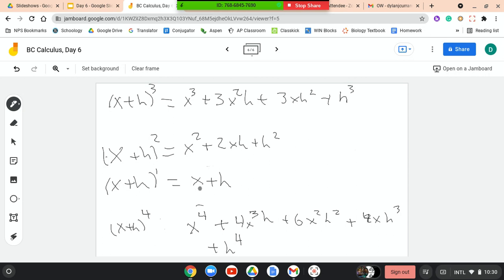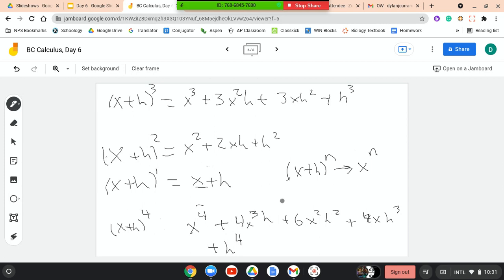The first term of x plus h to the 1 is x. The first term of x plus h squared is x squared. The first term of x plus h cubed is x cubed, and the first term of x plus h to the 4th is x to the 4th. So what kind of pattern are we noticing with those first terms? It always starts with x to the power of whatever's in the parentheses. Exactly. So if I wrote x plus h to the n, if we're expanding x plus h to some exponent, we would expect the first term to be x to the n, right? Yeah. Cool. From this pattern.